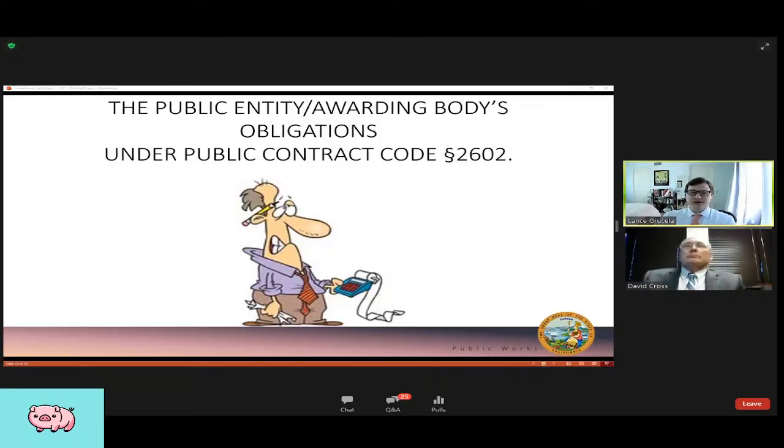Okay, so the first question here is, to comply with the skilled and trained workforce requirements, at a minimum, a contractor must ensure all workers are either DAS registered apprentices or have at least as many hours of on-the-job experience in the occupation as would be required to graduate from a DAS approved program. True or false? So take a minute and answer that question, and then we'll go over that.